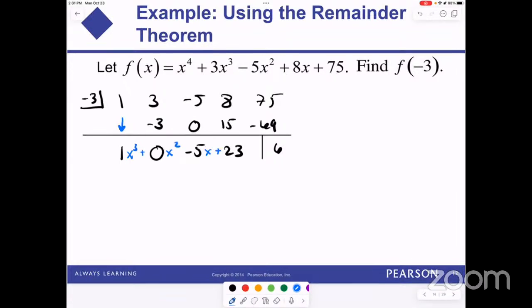So the remainder, right? Because this is our remainder, our claim is that f of -3 equals our remainder, which is 6.